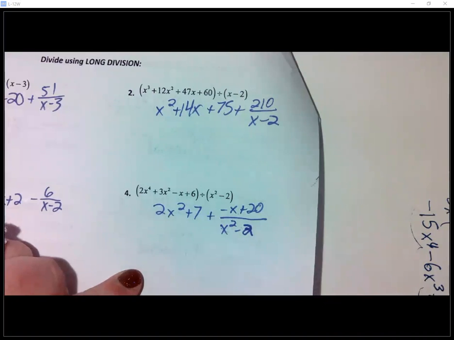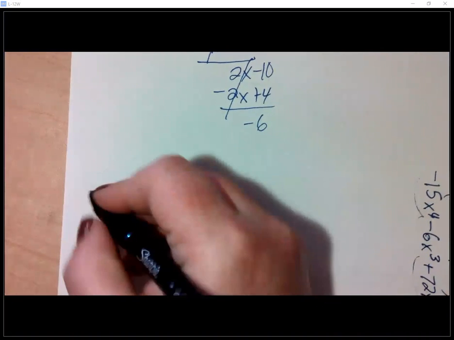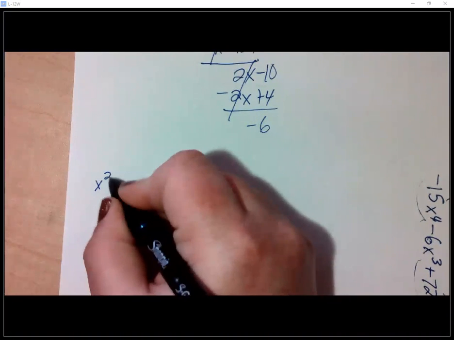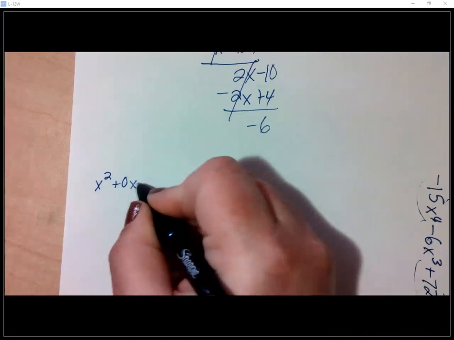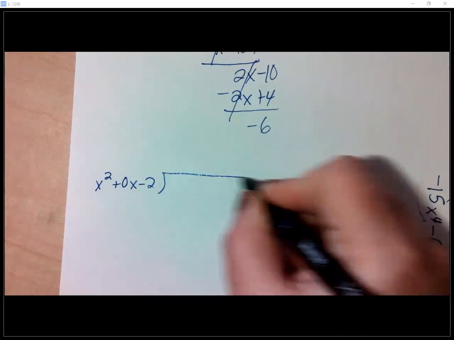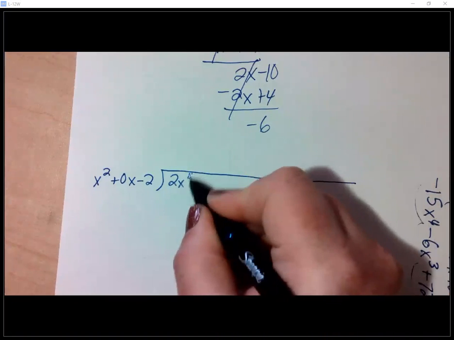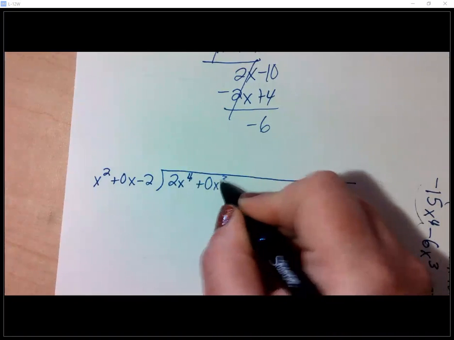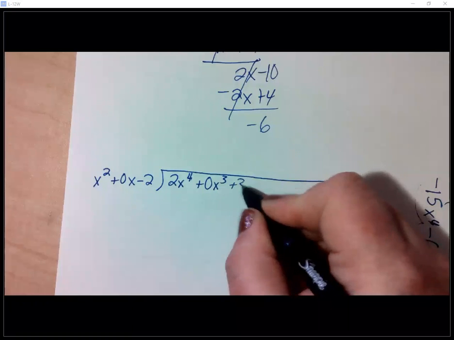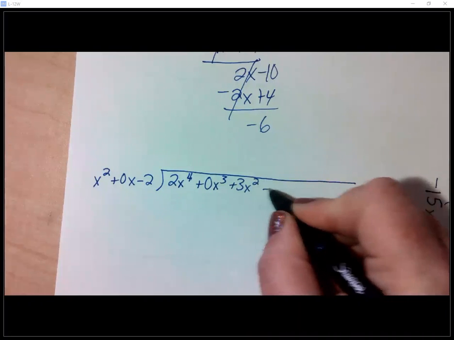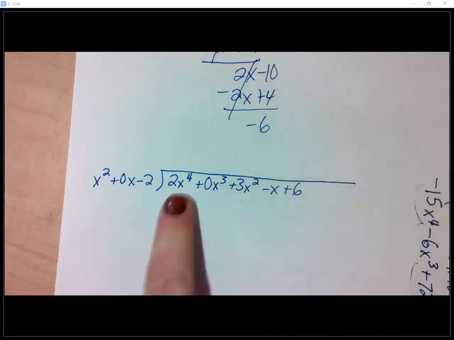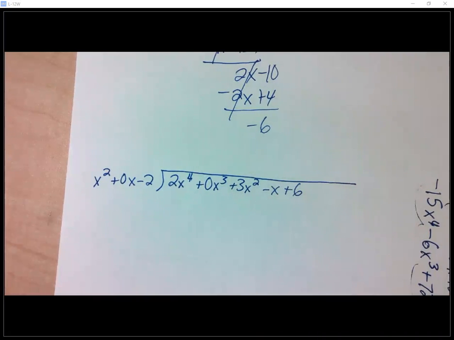So let's do this one. On the outside, I'm actually going to have x squared plus 0x minus 2. And then on the inside, I'm going to have 2x to the 4th plus 0x to the 3rd plus 3x squared minus x plus 6. 4, 3, 2, 1, none. Okay, now we're ready to go. And I operate the same way.